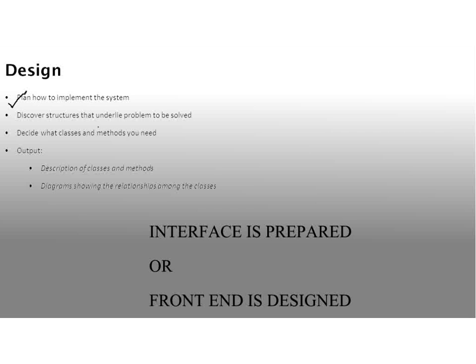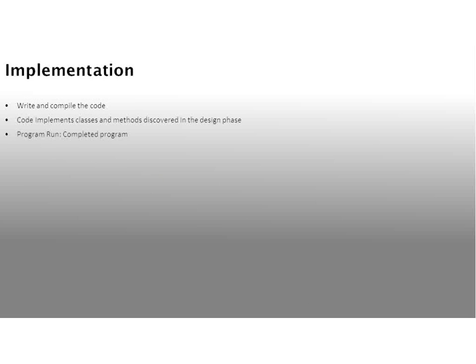Now next is implementation phase. Here we will write and compile the code. And the code will implement all the classes and methods that we have decided in the design phase. So here we have decided the classes and methods, and here these classes and methods are implemented. So the output of this phase will be a complete program.